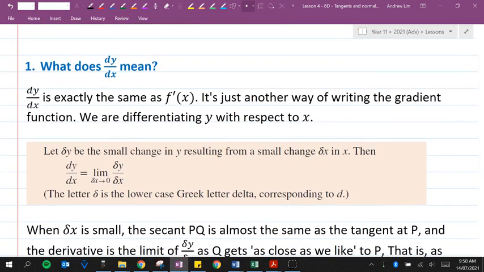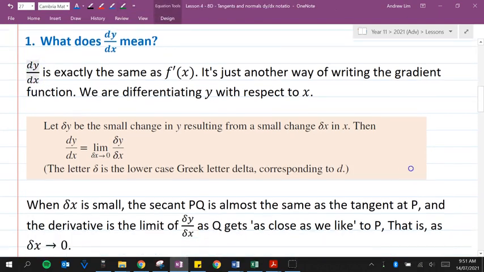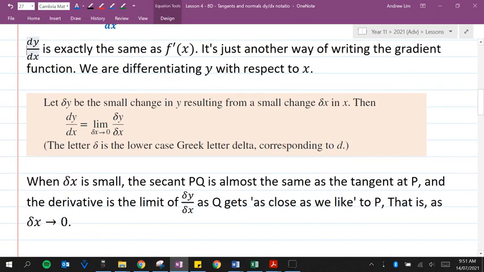So dy dx is exactly the same as f dash of x, okay? It just means the first derivative. It's just another way of writing the gradient function. So we are differentiating y with respect to x. If we let delta y be the small change in y resulting from a small change delta x in x, then dy dx is the limit as delta x approaches 0 of delta y over delta x.